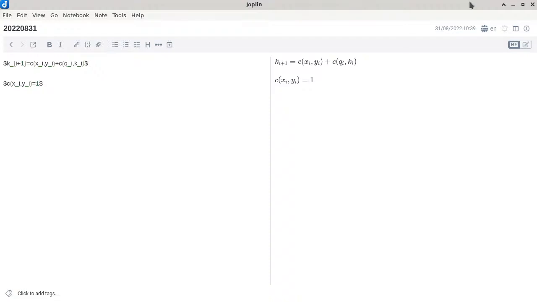I would guess either xi is 1 or yi is 1, but not both. Okay, well, we have a carry situation, right? So that means the sum of xi, yi has to be greater than or equal to 10, because that's how we define the carry function.